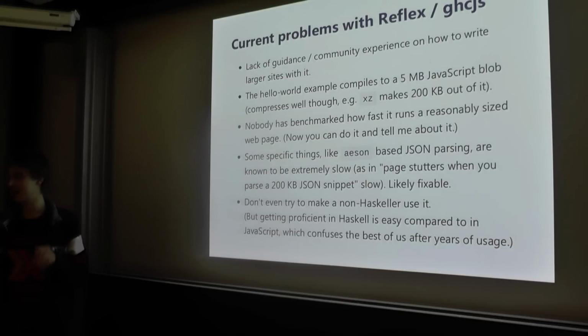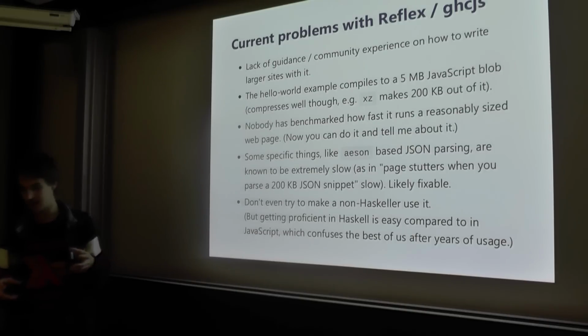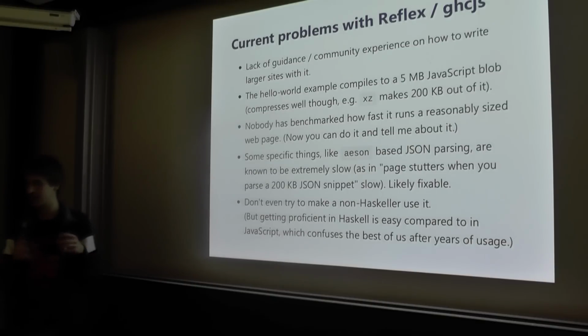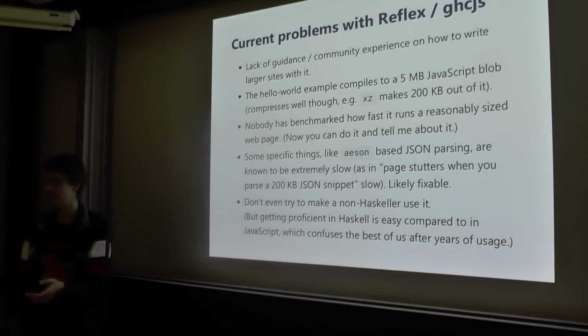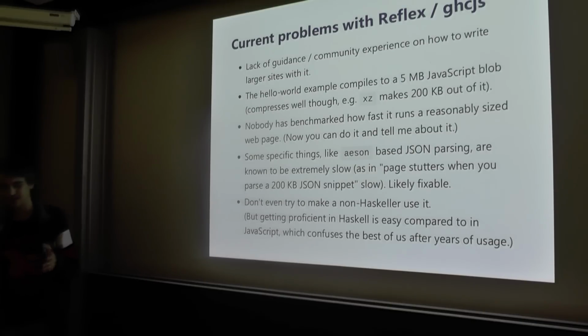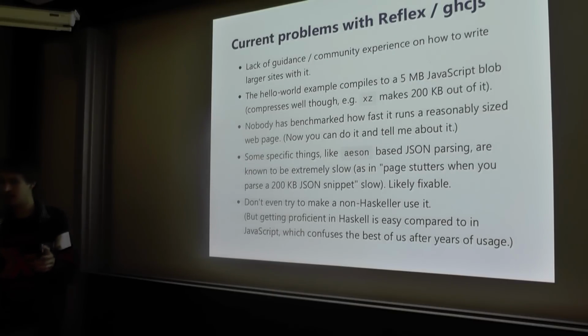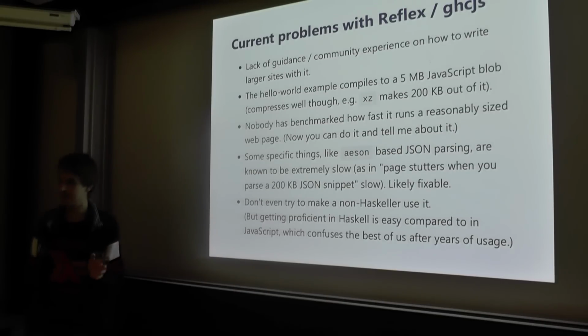Some things are known to be extremely slow. For example, if you use Aeson to parse or construct JavaScript objects, this does not use any of the existing functionality in the browser that is native and very fast to construct JSON values. Instead, it basically runs Aeson's continuation passing based parser inside JavaScript, and that does take a long time. For example, I learned that if I pass 200 kilobytes of JSON to my application, I could no longer scroll while that parsing happens, for something like 200 milliseconds.